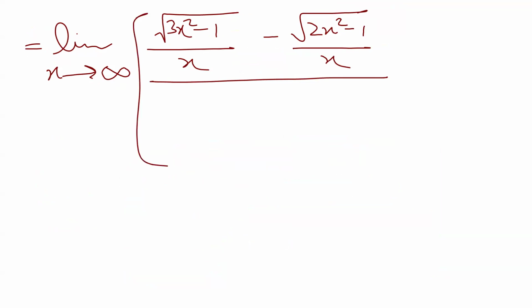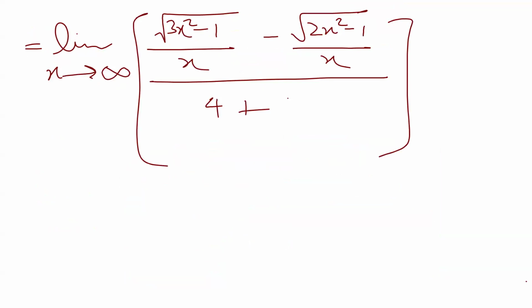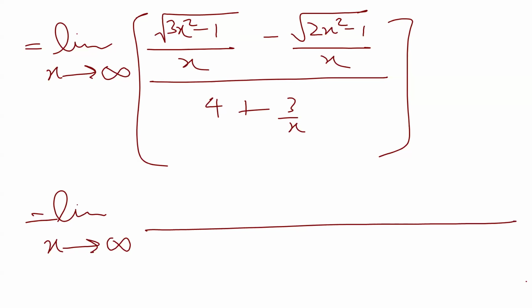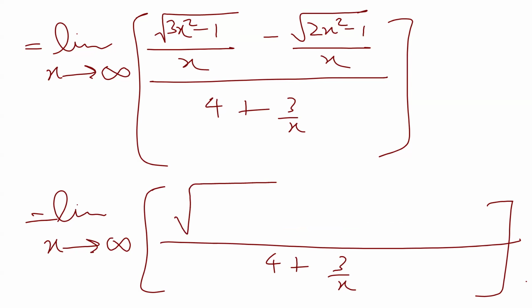Okay. 4 plus 3 upon x. Next step. What is the next step, guys? Can you suggest? What is the next step? Take the x term within the root.